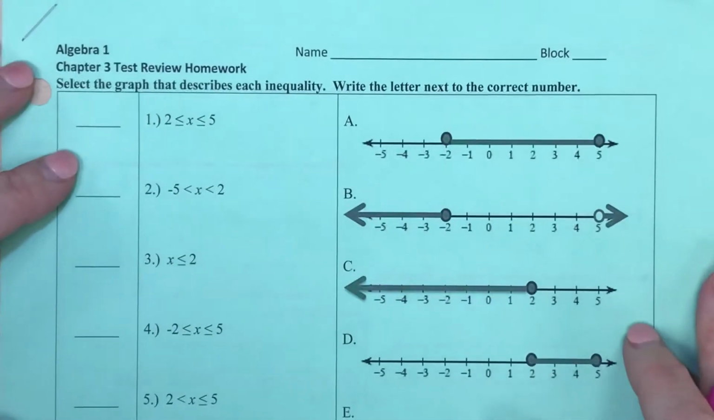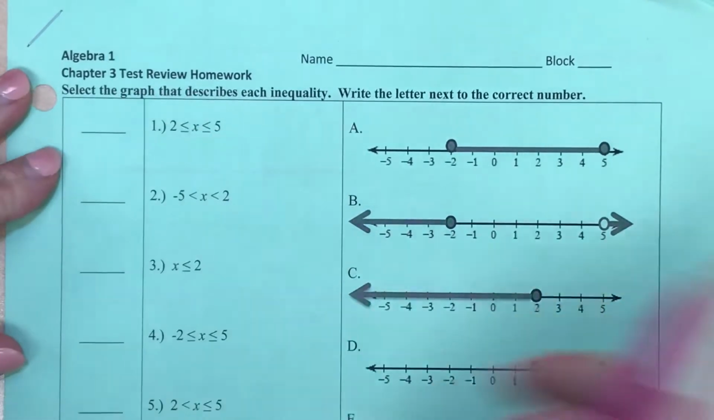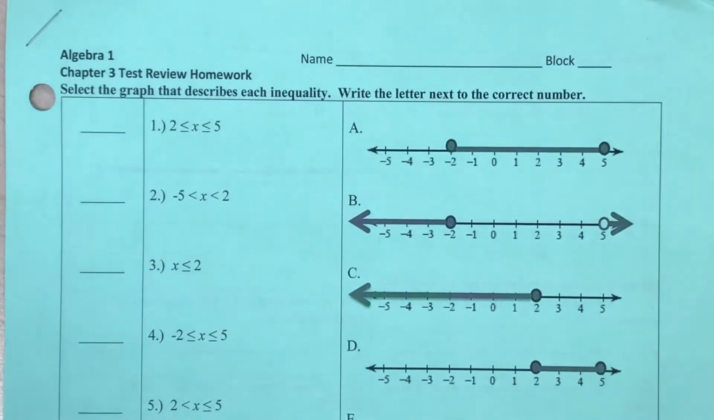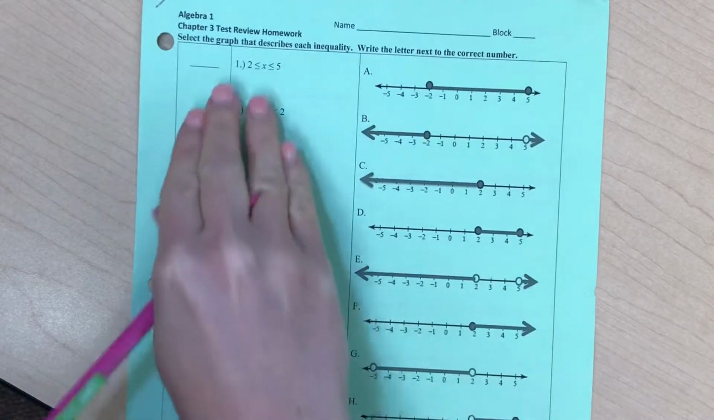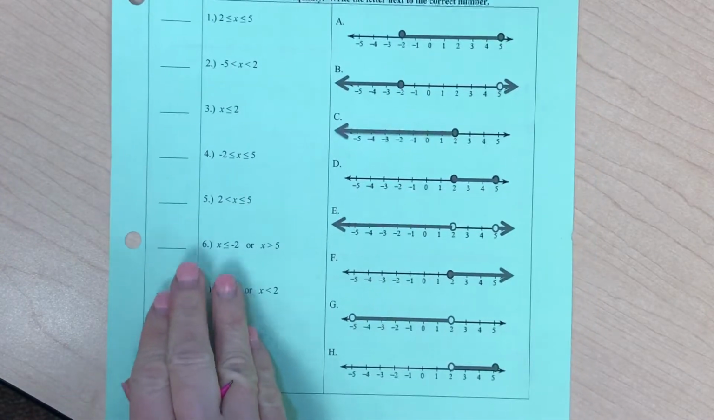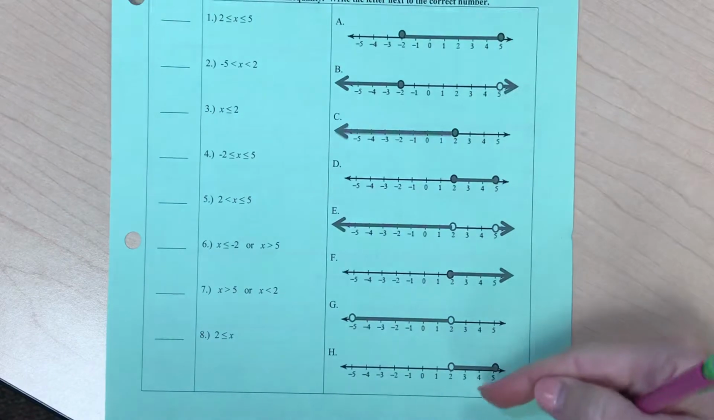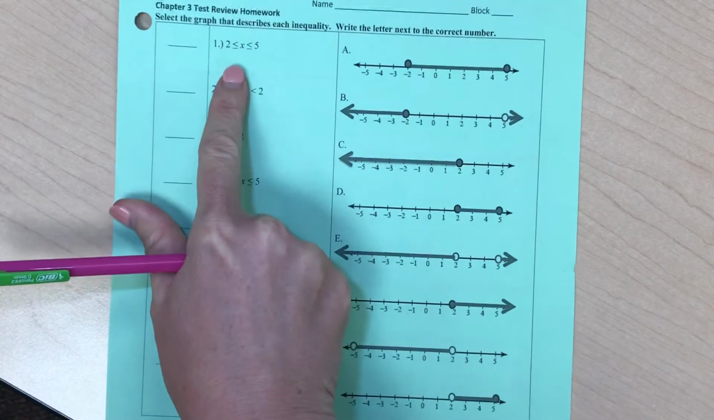In this video, I'm going to go through our Chapter 3 test review homework packet just to help you out as you're studying, and if you have any questions, you can refer to this video to help you out. So the first page of your packet, you'll notice that you have 8 questions on the left side, and your job is to match up the inequality picture on the right side to the inequality statement.